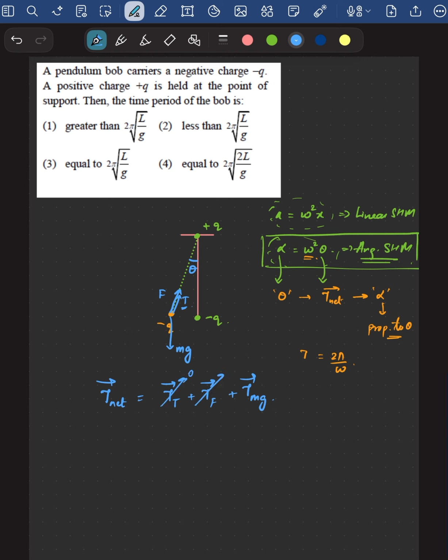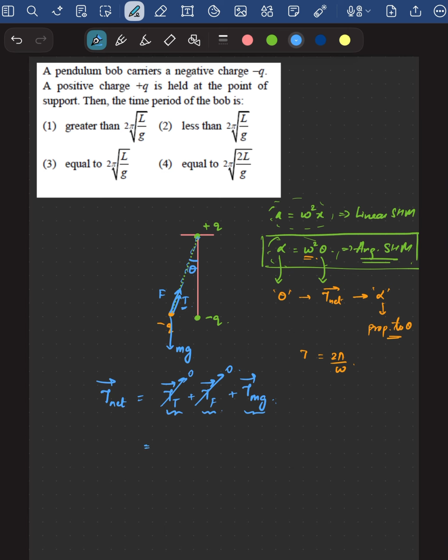Torque due to force, your attractive force, will also be equal to 0, because the line of action of the force intersects the point of rotation, your axis of rotation. So torque due to tension and torque due to force will both be equal to 0, which means we are only left with torque due to mg. And what will be your torque due to mg? Torque due to mg over here will be equal to r bar cross f bar.